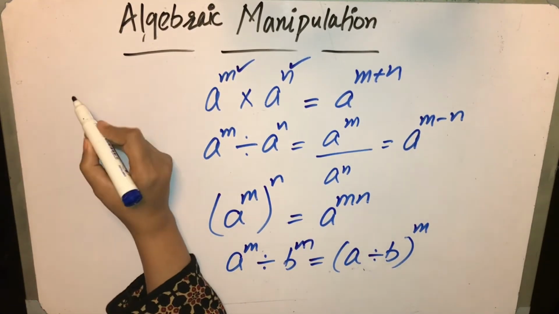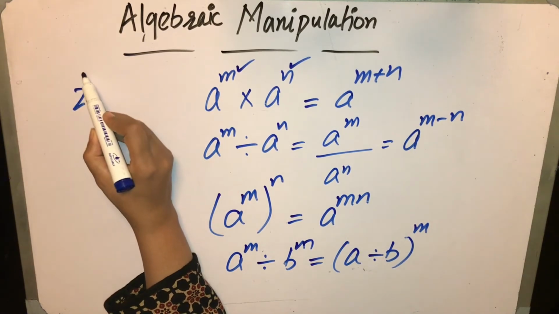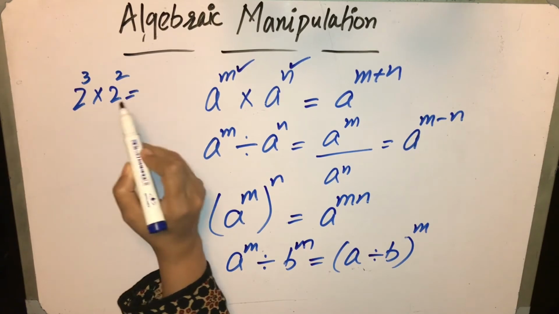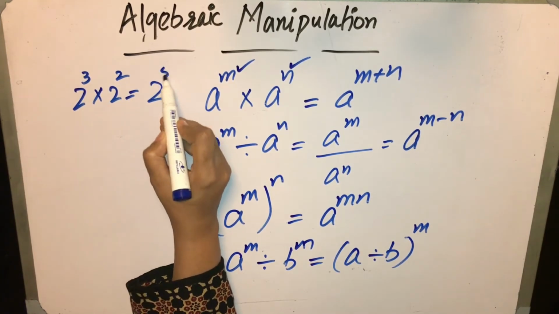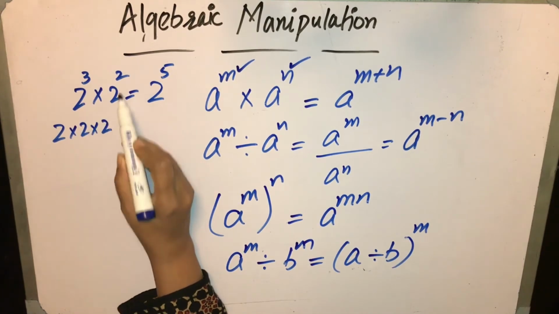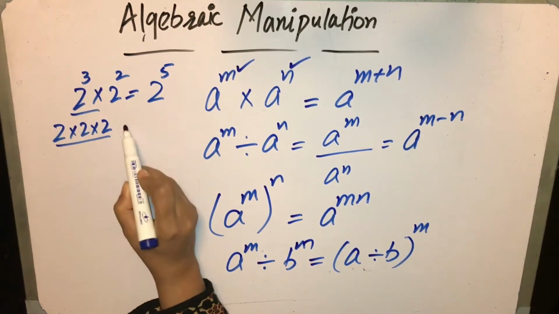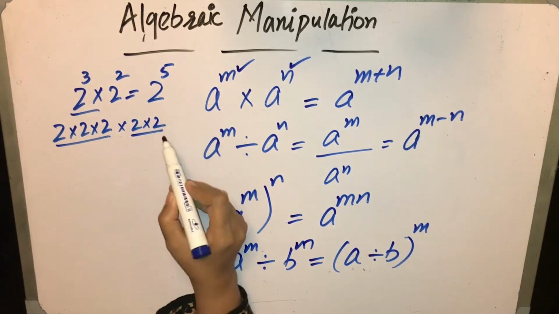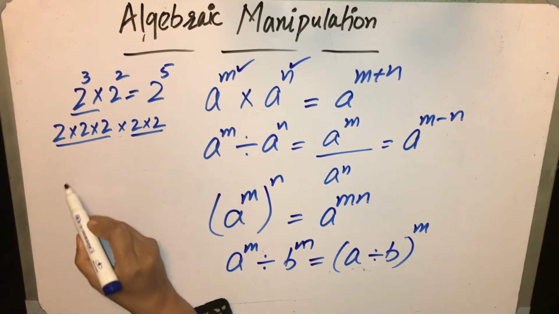We can do a few examples with this. If you have 2 power 3 and 2 power 2, same base, your powers will be added. You will have 2 power 5. How is it? 2 power 3 is 2 multiply 2 multiply 2, and 2 power 2 is 2 multiply 2. Then you have a total of 2 power 5, or you have five 2's.